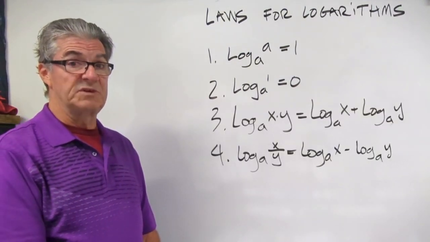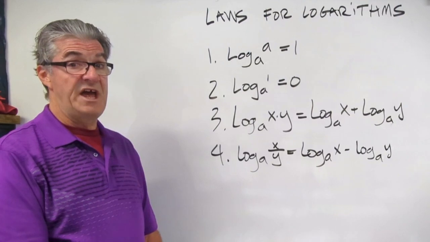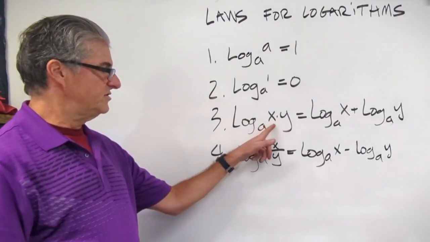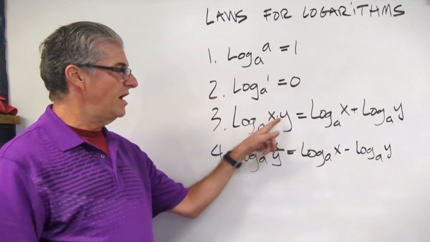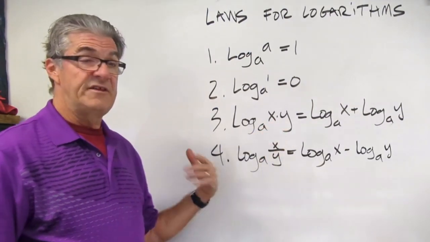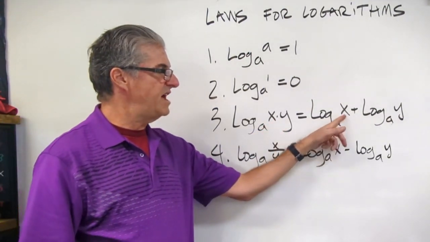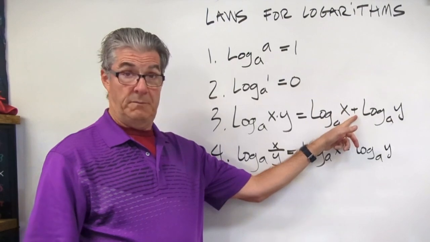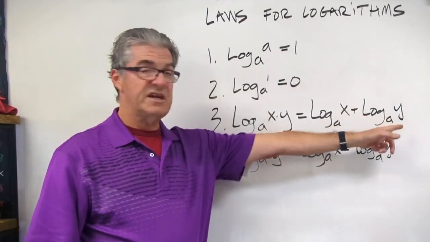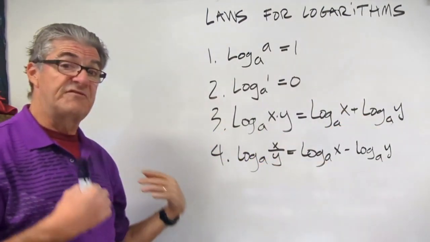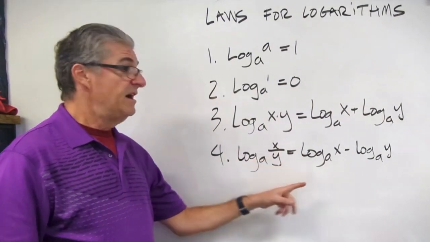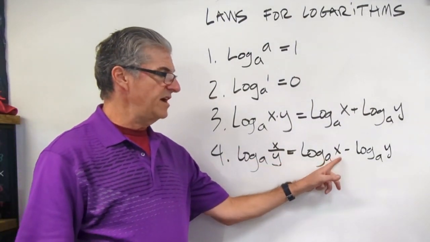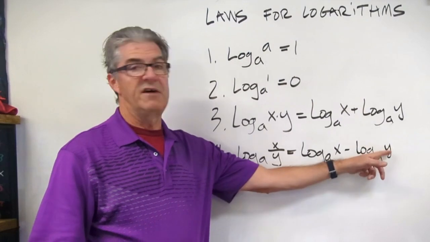The next 2 laws relate to multiplication and division. So if you have log base A of x times y, 2 quantities times each other, then that's going to equal log base A of the first quantity plus log base A of the second quantity. Division is very similar. If you have log base A of x divided by y, that's just going to wind up being log base A of x minus log base A of y.